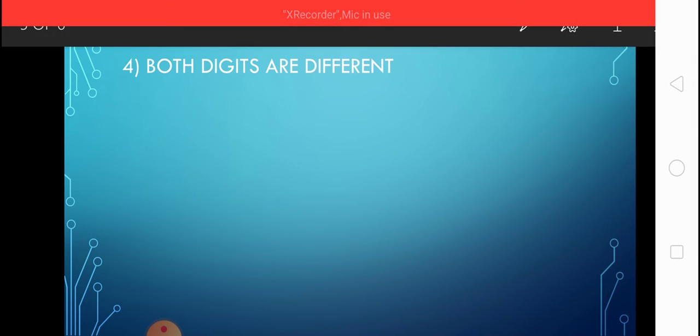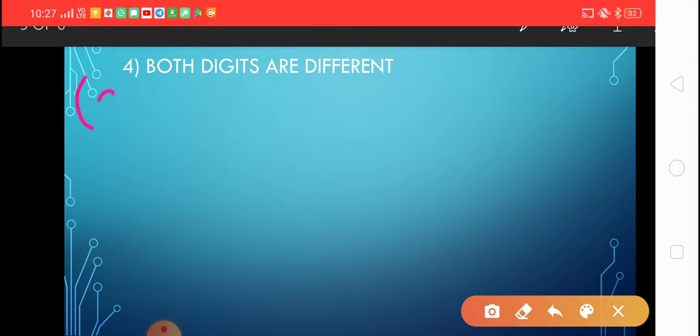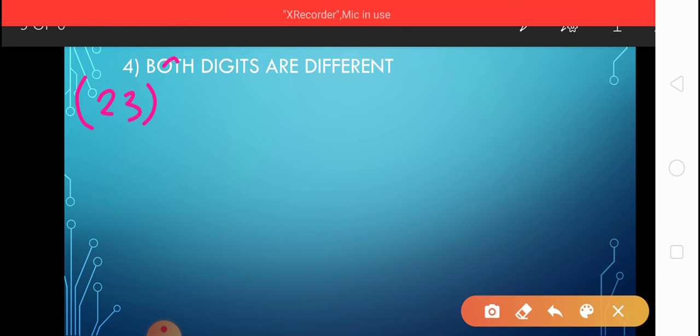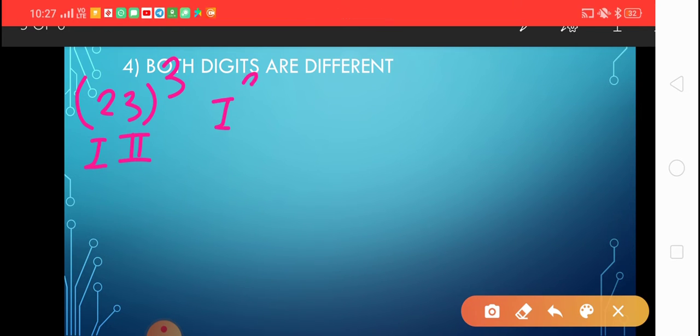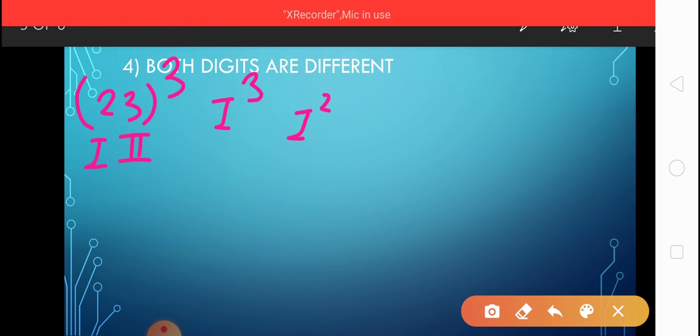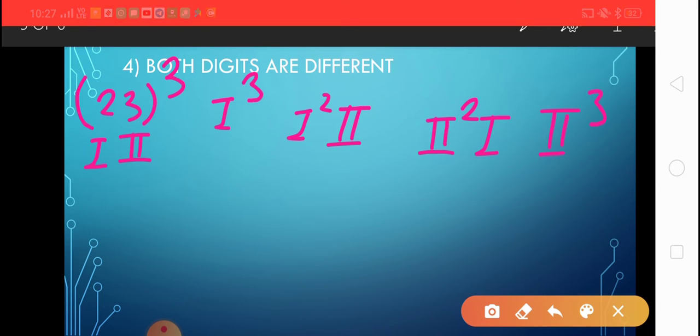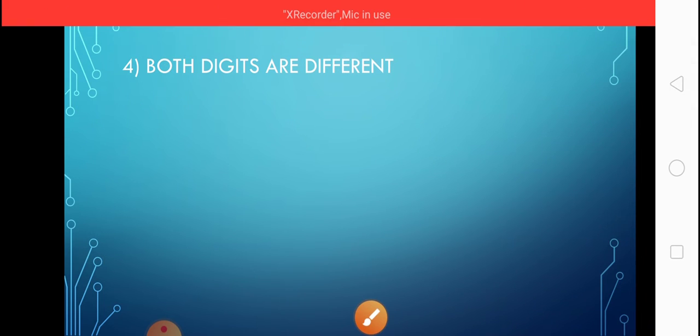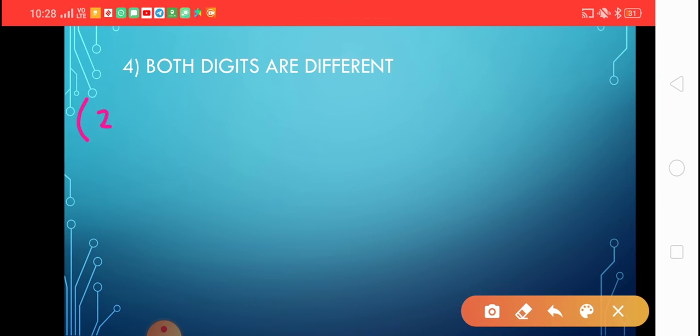Suppose we have a number 23 cube. This is the first digit, this one is the second. What we have to do, we have to write first cube, first square into second, then second square into first, at the last the second cube. Got it? Just remember what we have to write in the first line.